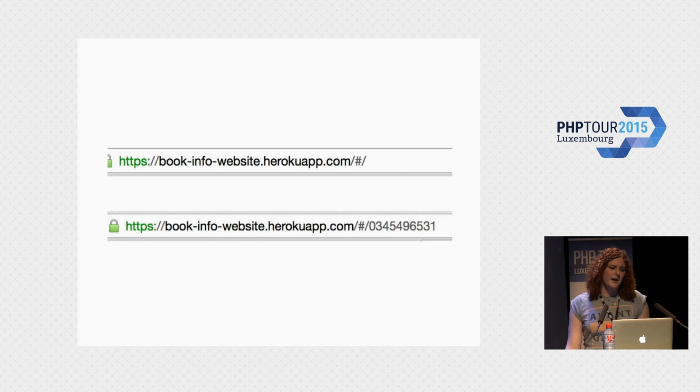Okay. So the multiple pages works by changing the fragment identifier in the URL. If you visit /, then you get the index page, and if you visit that, you get the details page.